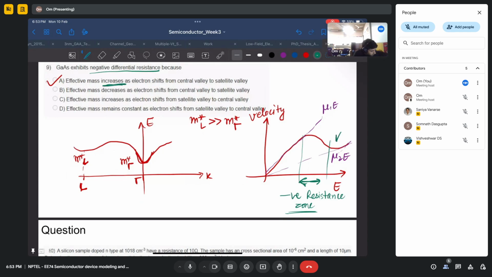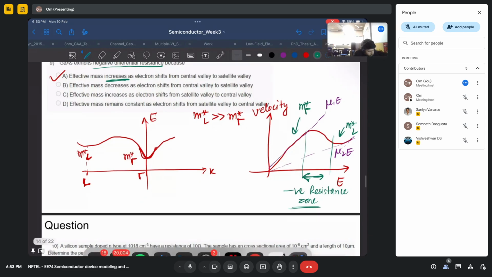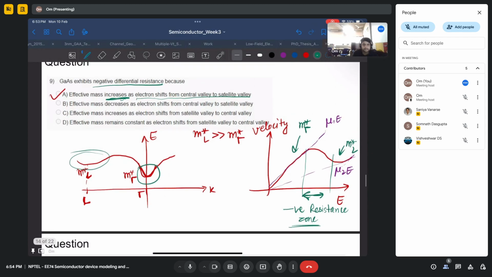So GaAs exhibits negative differential resistance because effective mass increases. So here we have higher effective mass m star L. Here we had m star gamma. So effective mass increases as the electron shifts from the central valley to the satellite valley. This is the central valley. It's going to some valley on the side, the satellite valley. So option A is the correct answer.